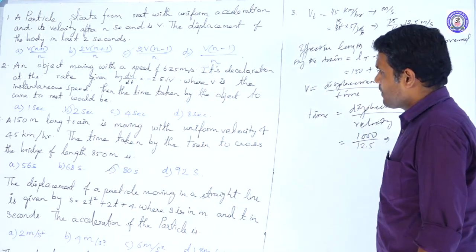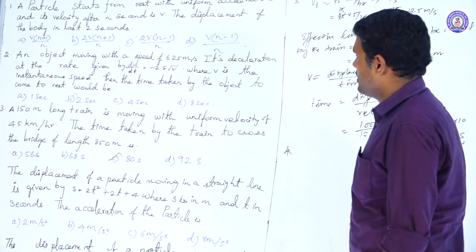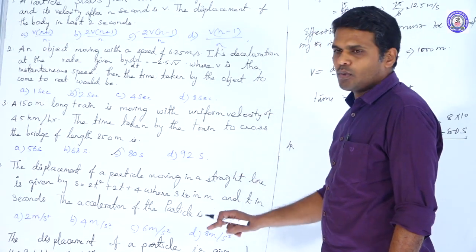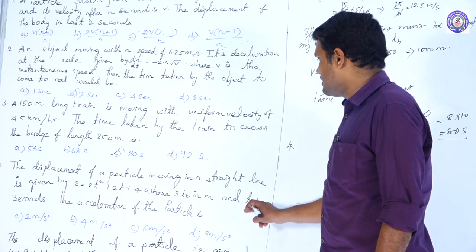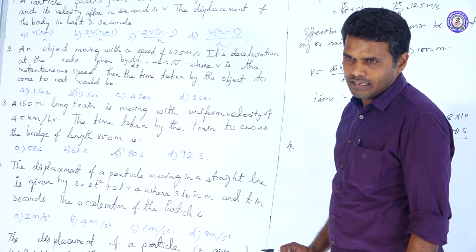Right? Then the next problem, problem number 4. The displacement of a particle moving in a straight line is given by s equals 2t square plus 2t plus 4, where s is in meter and t is in second. Then the acceleration of the particle is.